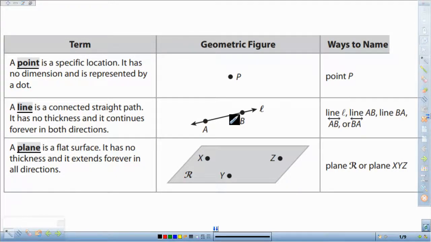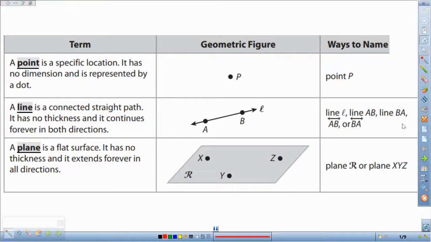Here are a few different ways of naming a line. We can name a line by using the letter that is off to the side here. This is an L, so we could call this line L if we wanted to. The more typical way of naming a line is using 2 points on the line. You can see we can call this line AB, and then we can also do the reverse and call it line BA.